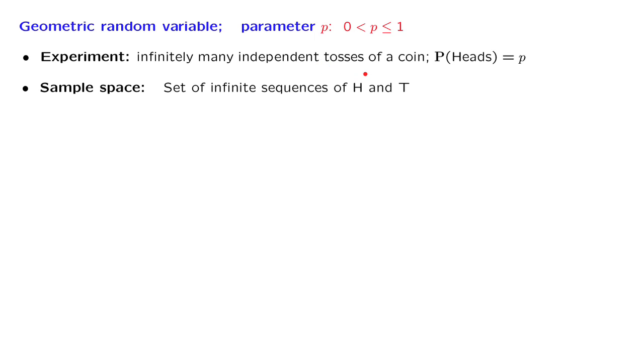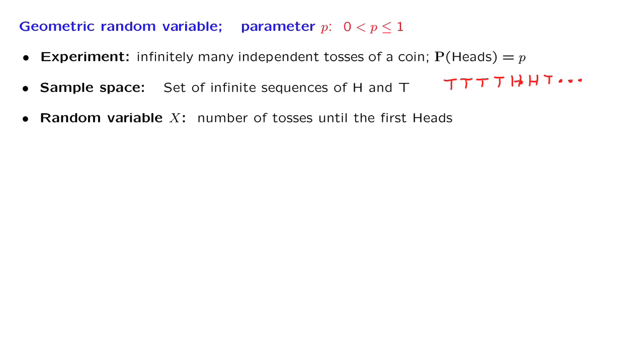The sample space for this experiment is the set of infinite sequences of heads and tails. So a typical outcome of this experiment might look like this. It's a sequence of heads and tails in some arbitrary order. And of course it's an infinite sequence, so it continues forever, but I'm only showing you here the beginning of that sequence. We're interested in the following random variable, X, which is the number of tosses until the first heads. So if our sequence looked like this, our random variable would be taking a value of 5.